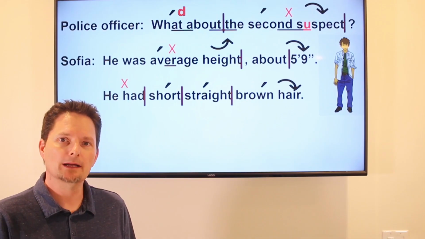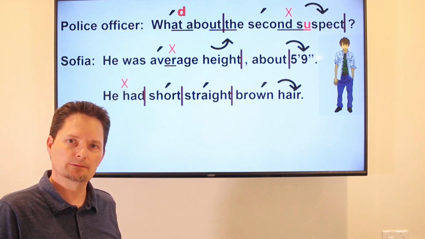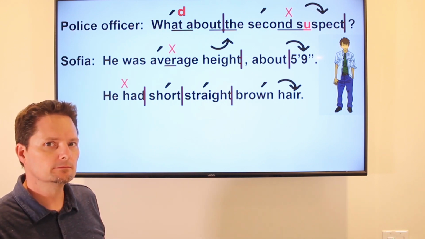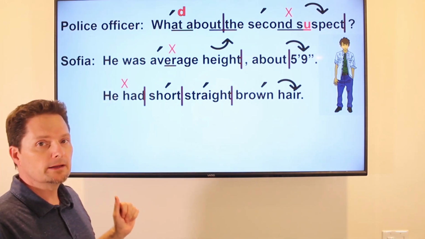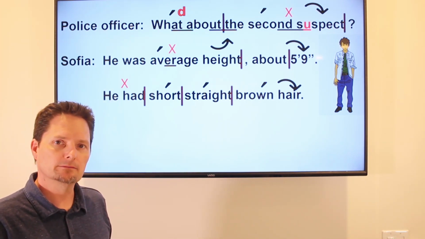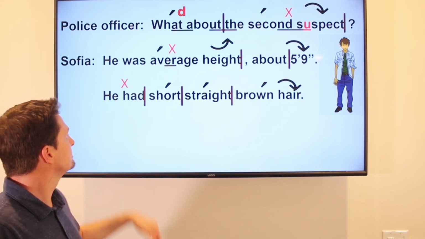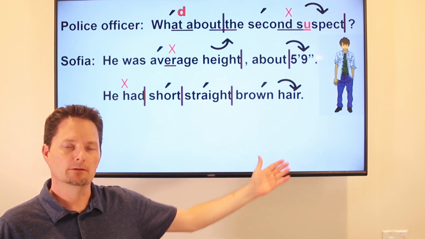Very good. Let's practice. Question. What about the second suspect? Very good. The answer: he was average height, about 5'9". Very good. He had short, straight brown hair.